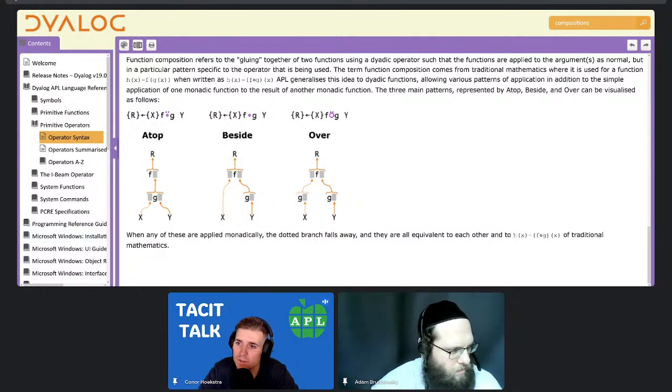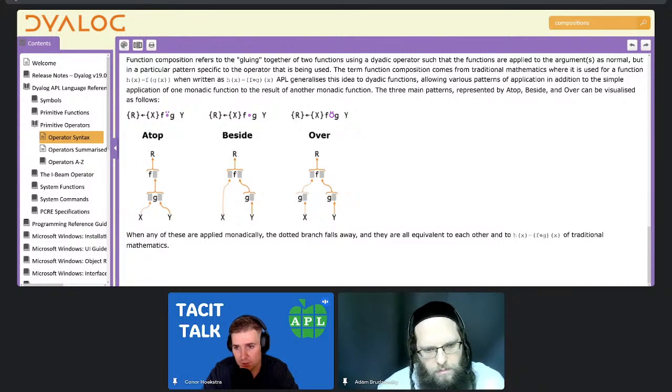Yeah, so this, I mean, there's three different diagrams here, atop, beside, and over. The dyadic of these, atop is the B1 combinator, which is applying a binary function and then taking the result of that and applying a unary function. Over is the next easiest, in my opinion. It's the psi combinator. It's applying a unary function to two different arguments, and then you end up with two results, and so you apply a binary function.